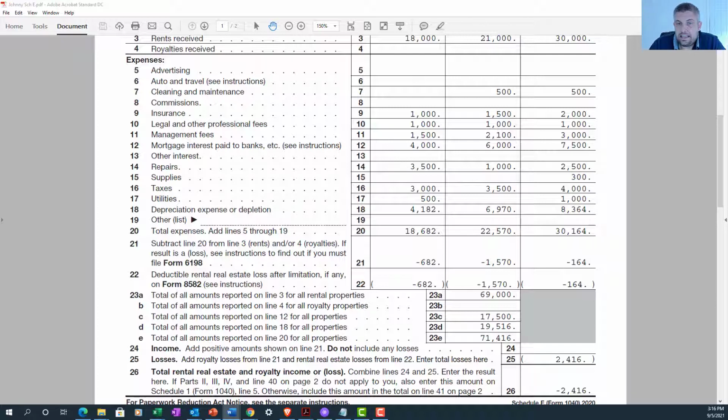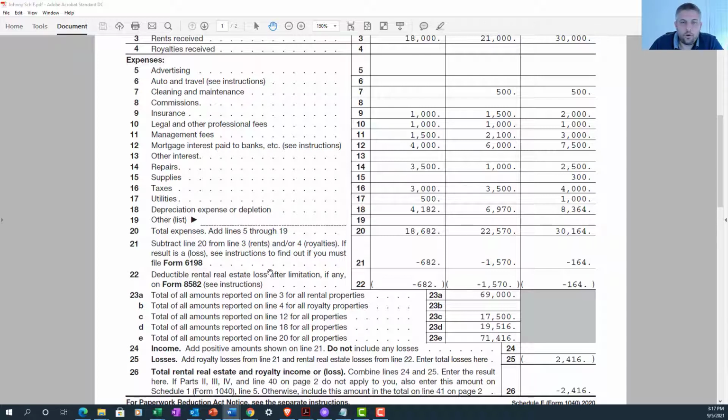When line 21 is negative, you have to take into consideration the at-risk limitations. Generally, your at-risk limitations are your basis in the property, plus any debt you may be personally liable for, or debt that's secured by your real estate, which is referred to as qualified non-recourse financing. You cannot deduct losses for items that you're not at risk for. This is determined before taking into consideration the passive activity loss limitations, which come next on line 22.